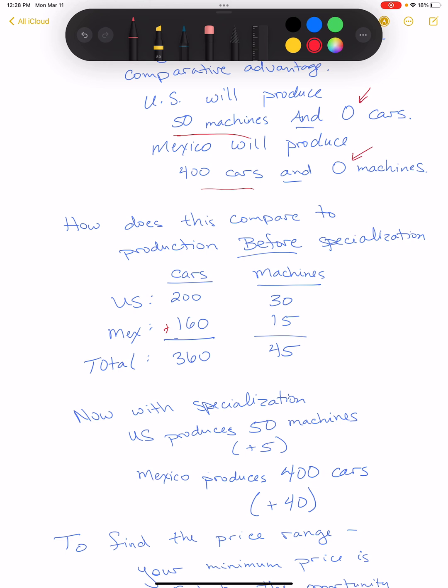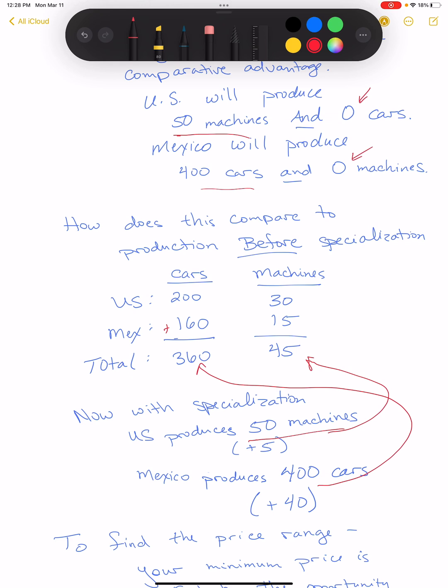For the machines, I had 30 being produced in the United States, 15 in Mexico, for a total of 45 machines. With specialization, we now see that the United States is going to produce 50 machines. So I'm comparing this 50 machines to that 45. We have produced 5 more machines between the two countries than what we had before. Mexico is producing 400 cars. Before, we were producing 360 combined. So we now have 40 more cars being produced.